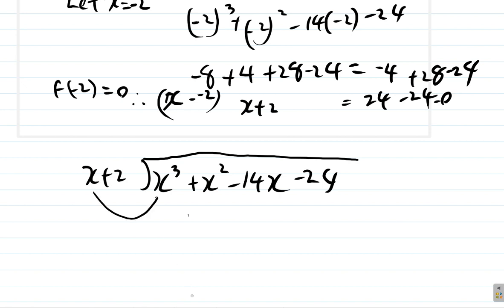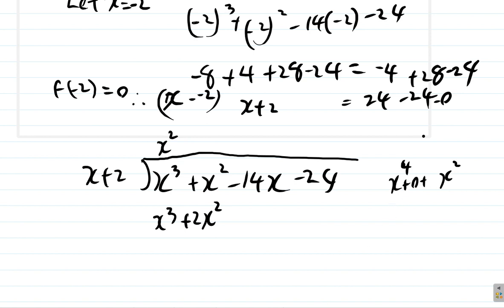X into x cubed goes x squared times, put it up here, x squared times x plus 2 gives you x cubed plus 2x squared. And you make sure all of these are lined up, and if there's a missing power, you put 0 here. For example, if you had x to the 4th plus x squared, you would fill in the blank space by putting in a plus 0x cubed, right? Something like that. But anyway, let's continue this.